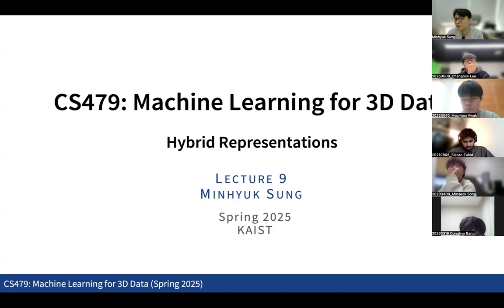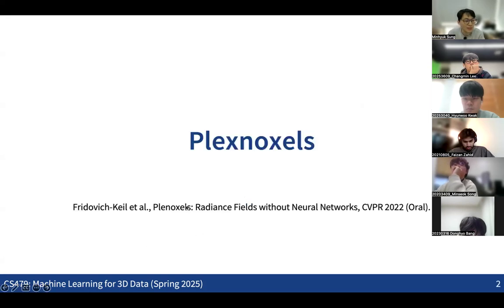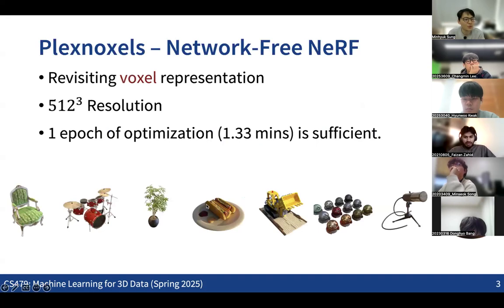Actually, it's very doable. We don't even need to use the neural net. We can just store the radiance and the opacity information for each of the voxels in the 3D grid. And the good thing is that it will be super fast in training. So let's think about that.